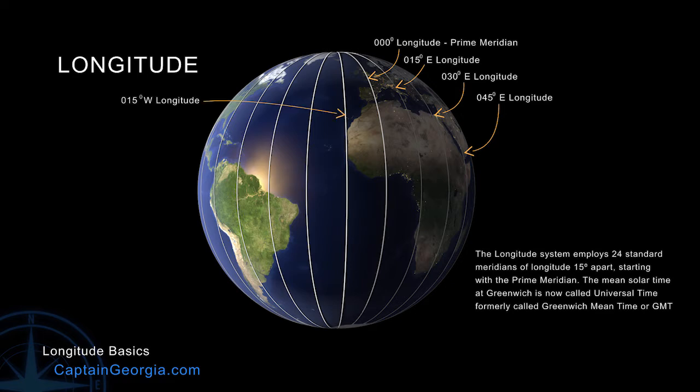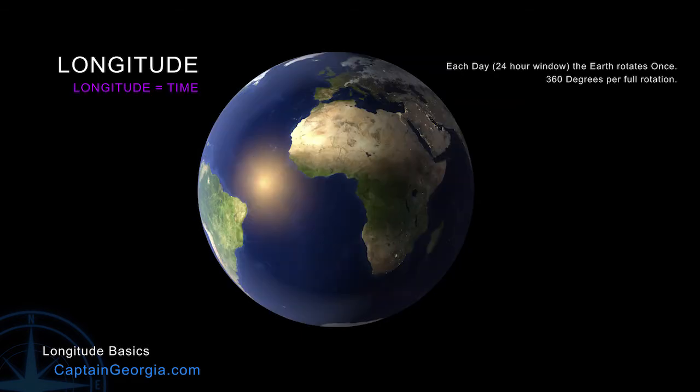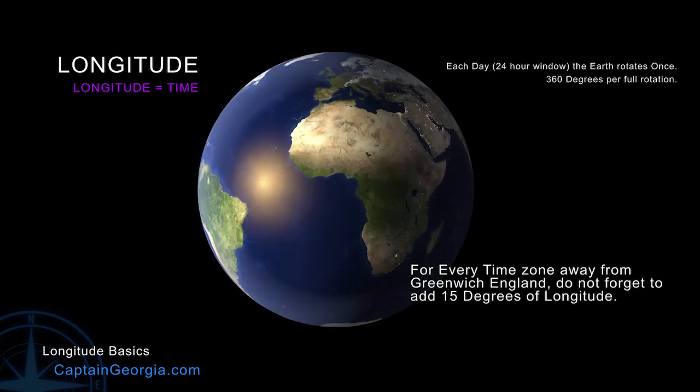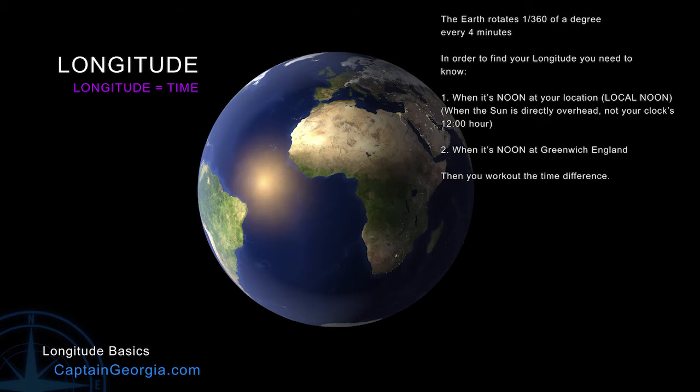Going west, we're earlier. So when we get to 15 degrees west longitude, we're an hour earlier. 30 west, another hour earlier. 45 west, another hour earlier. So longitude equals time. For every time zone away from Greenwich, England, we always add 15 degrees of longitude when we do our mathematics to figure out where we are. So if we're 2 time zones away, we add those 2 time zones. The Earth rotates 1 degree every 4 minutes.